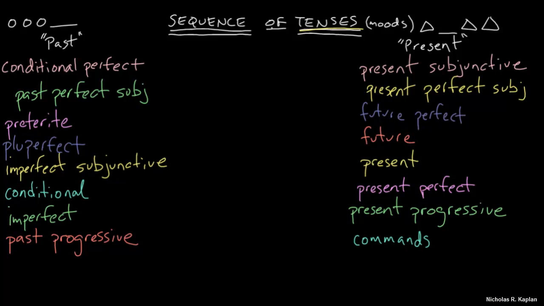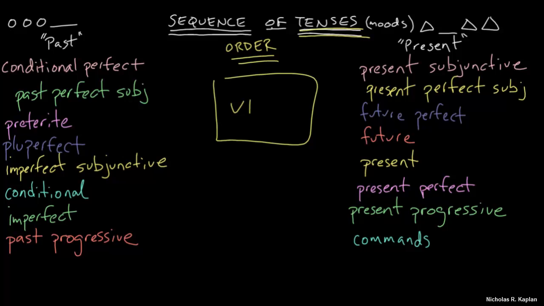Sequence of tenses is just a fancy way of telling you to keep things in order, right? To keep things differentiated. So a quick review from a previous video. If this is not review, what I'm about to say, go back and watch this other video, right? Go back and watch this one. It'll make your life a lot easier.